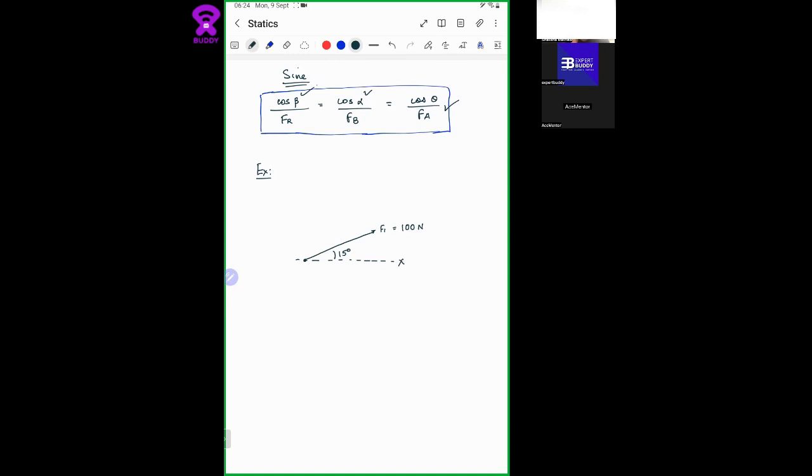Okay. At the same time, from the vertical axis, you have another force, which is F2. Okay. And it has a magnitude of 150 newtons. It is at an angle of 10 degrees from here. Okay. So how are you gonna add this?